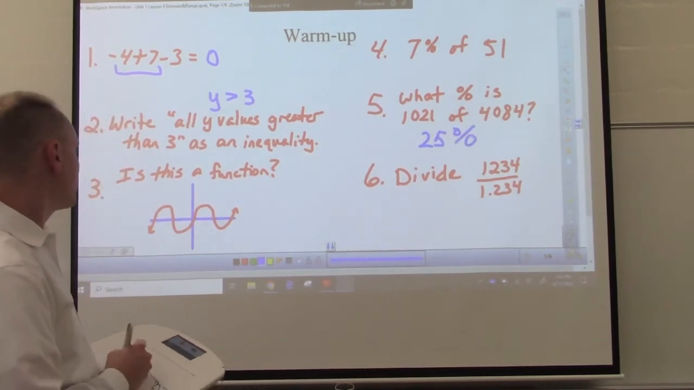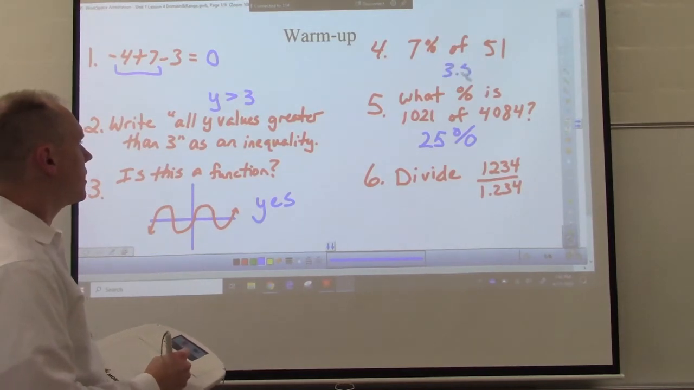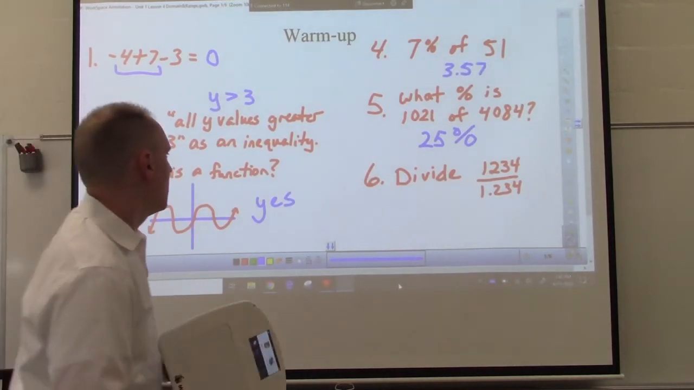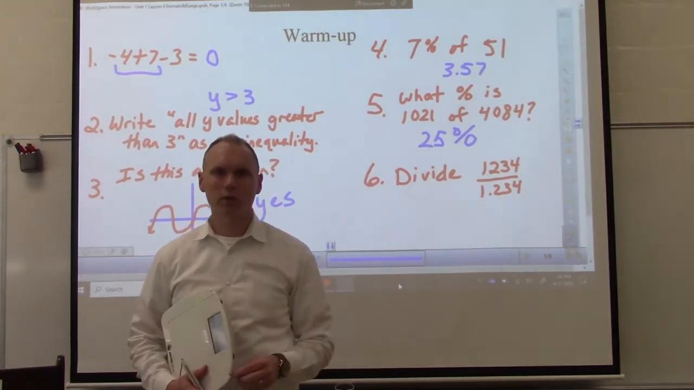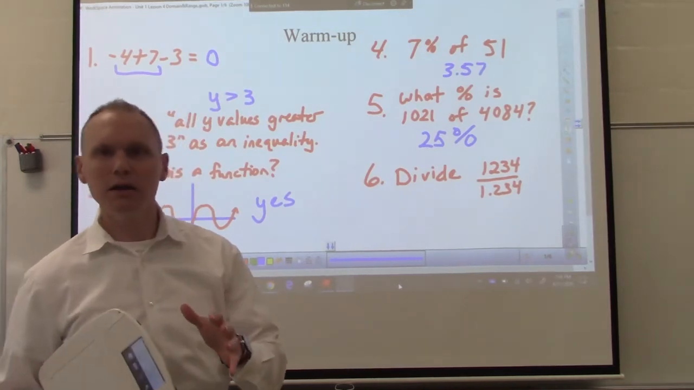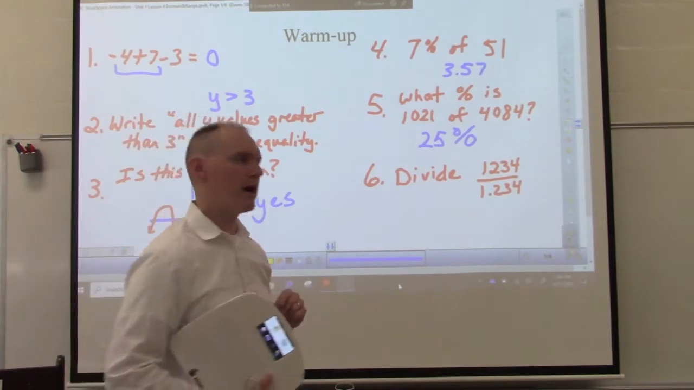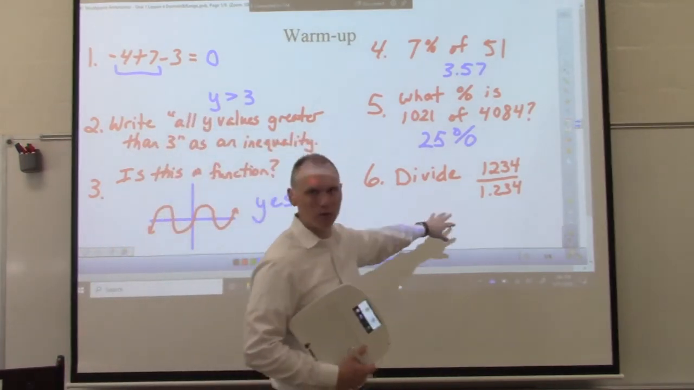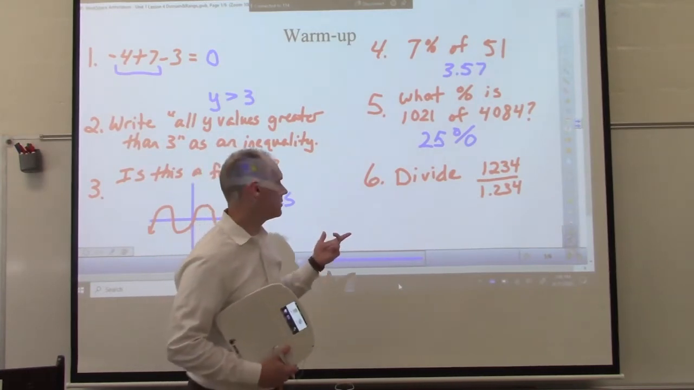I'll go ahead and fill in some of these other answers while I'm thinking about it. This one was 3.57. Okay, last one. Divide 1,234 by 1.234. Again, pretty challenging unless you think about it not as a division problem, but as a multiplication problem. So let me ask you this.